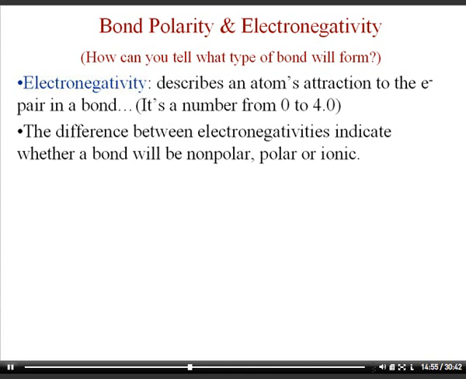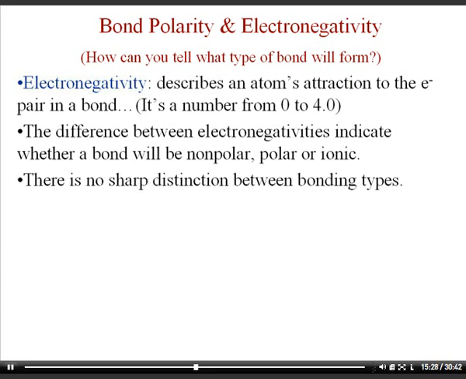Electronegativity describes how attracted an element is to an electron pair when it forms a bond. You can kind of consider the noble gases not to have any attraction to electron pairs because they don't normally form compounds, but we've had some strange laboratory conditions where you can force chemical bonds to occur with noble gases, but for now you can consider that the noble gases won't have any electronegativity to worry about, and then it goes all the way up to fluorine with a value of 4. And the difference between the electronegativities will indicate whether a bond is going to be nonpolar, polar, or ionic.